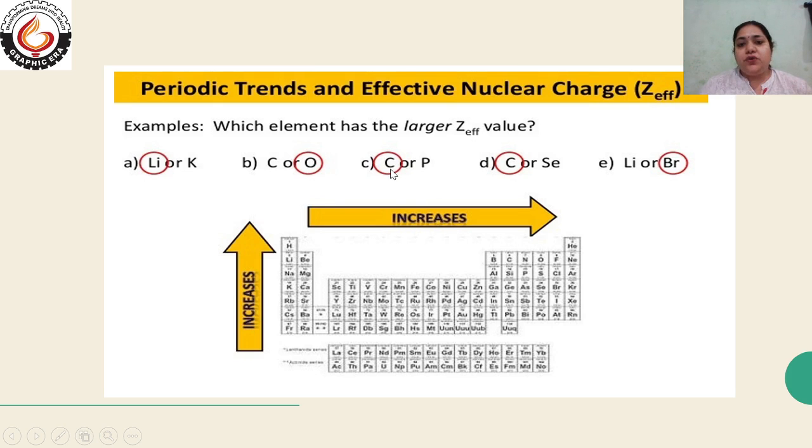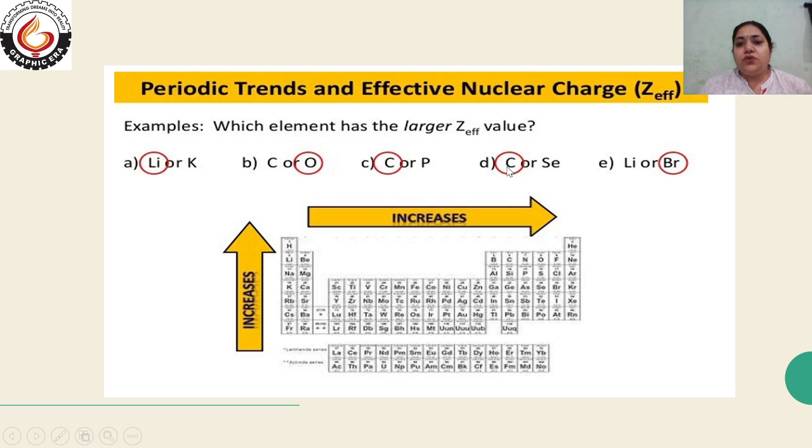Then if we are going to compare carbon and phosphorus, carbon is in the second period and phosphorus is in the third period. So obviously for phosphorus the screening effect is more. Although the positive charge in the nucleus is more in the case of phosphorus as compared to carbon, the shielding effect is also more, and the difference between these two is not much. So the effective nuclear charge for carbon is larger as compared to phosphorus.